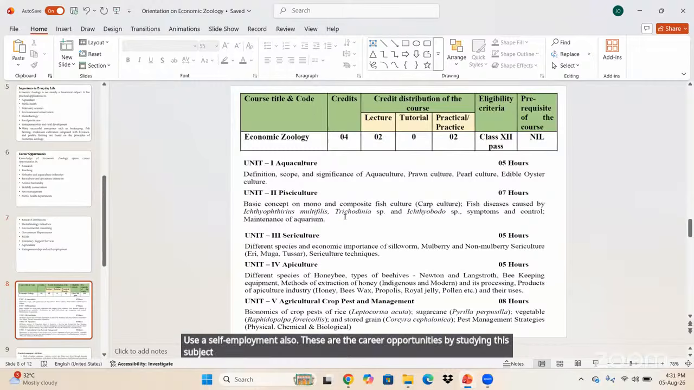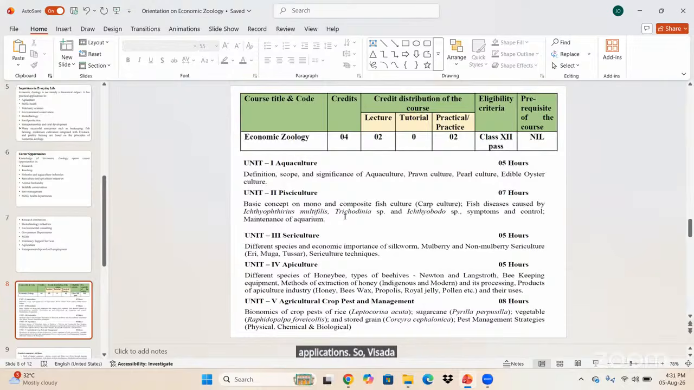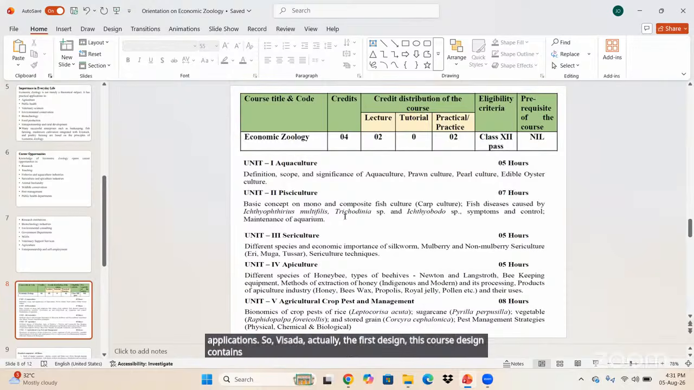Okay, based on the growing importance of economic zoology, the university has designed the following 4 credit course syllabus to enhance the students' understanding of economically important animals and their applications. This is the course design. It contains 4 credits, 2 credits for theory and 2 credits for practical. The eligibility criterion to opt for this subject is 12th pass. There is no prerequisite for opting for this subject.